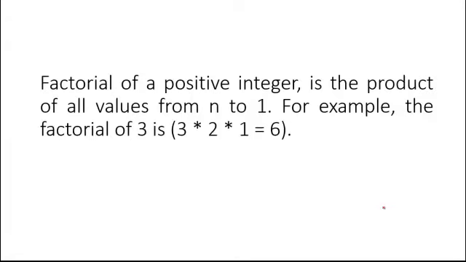Let us discuss factorial. Factorial of a positive integer or a non-negative integer is the product of all values from n to 1. So for example, the factorial of 3 is 6. So we just multiply 3 by all the numbers less than 3. So we have 3, 2, and 1, and the product is 6. So the factorial of 3 is 6.